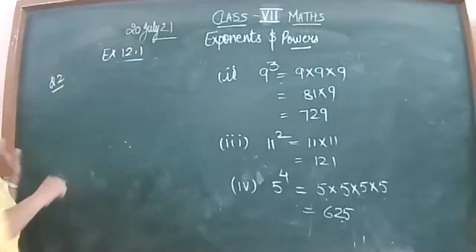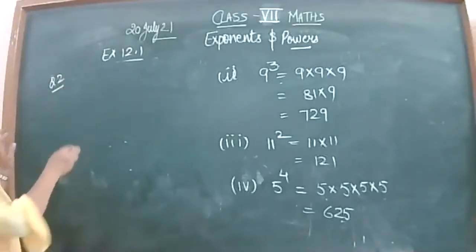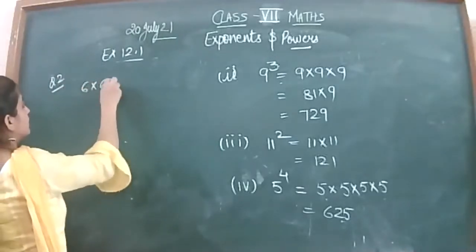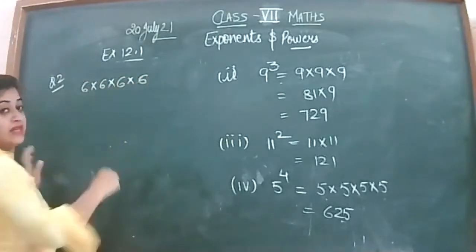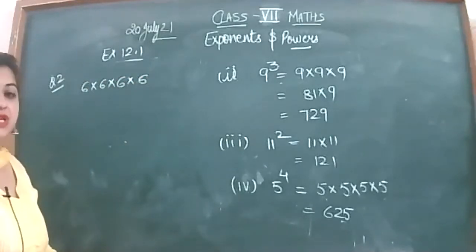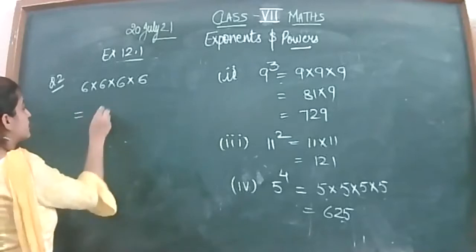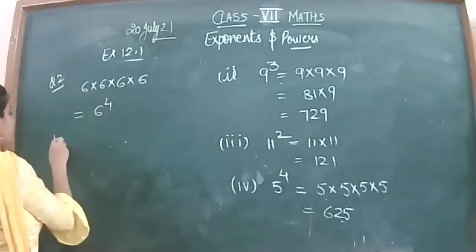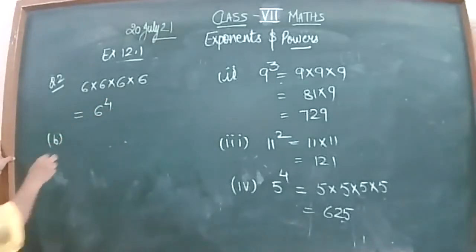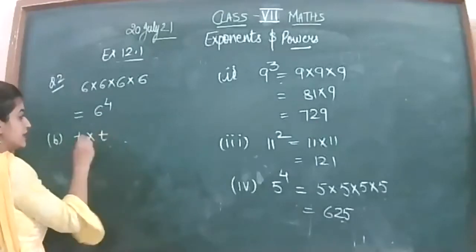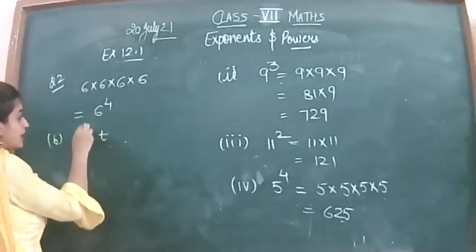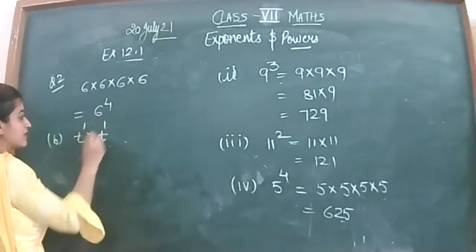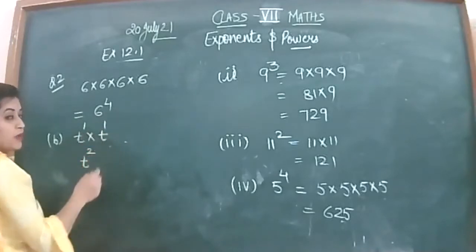Question number 2. Write in the exponential form. Exponential form means in the form of power. 6 raised to power 4. T into T. T is written 2 times. Base is same, power will be added. T raised to power 2.